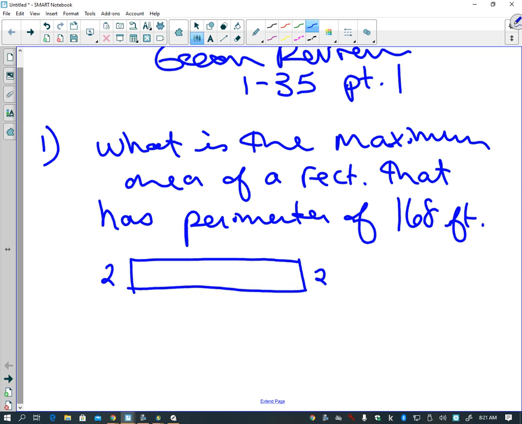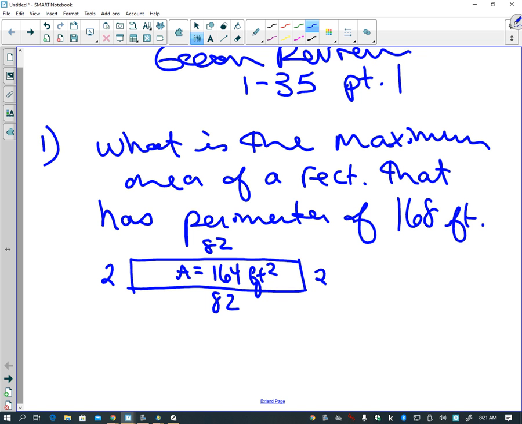We're talking about perimeter. What's 168 minus 4? 164. So 164 feet left. I would have to take the remaining 164 and divide it by 2 to get my two lengths. What's 164 divided by 2? 82, and 82. Now I want to find the area. What's 2 times 82? Wouldn't that be 164 feet squared? So the area there is 164 feet squared.